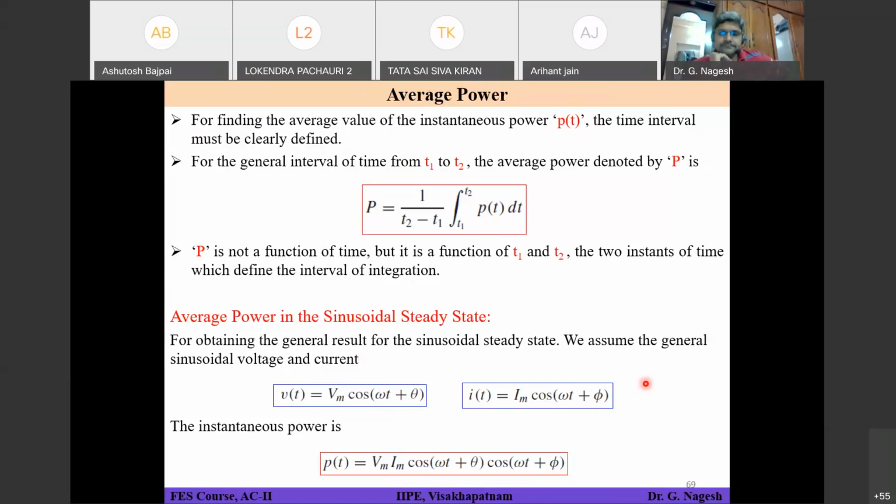Sir, one doubt. You said something about the limit of a resistor or inductor, the maximum amount it can face. Will that maximum amount it can hold be dependent on average power or instantaneous power, sir? It will depend on average power only.